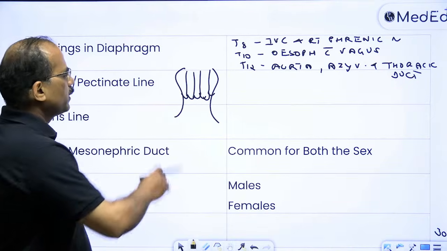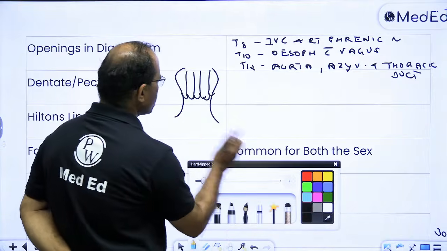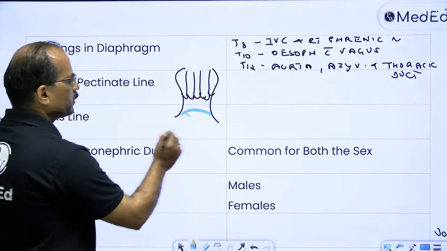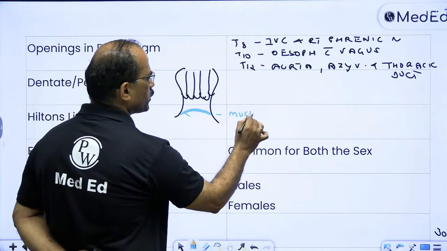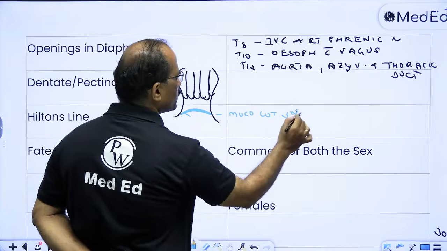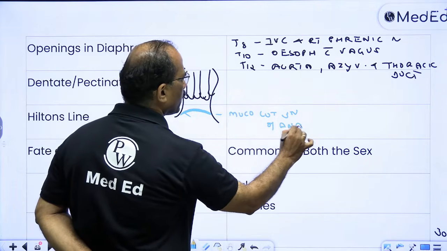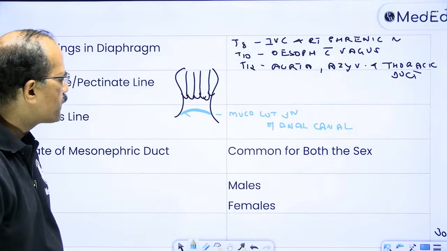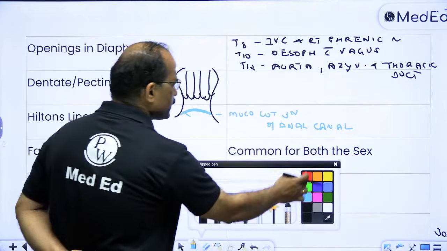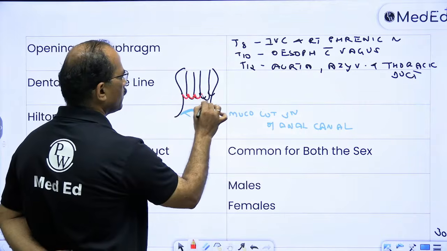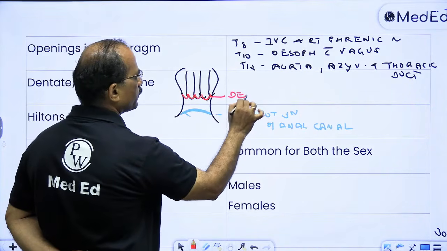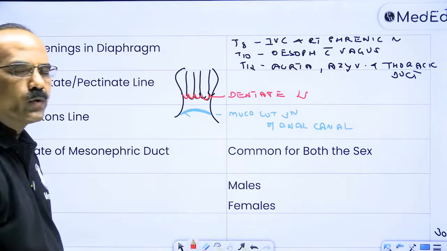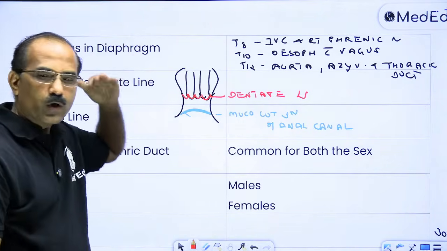Fine. And there is a line here जिसका नाम है white line of Hilton. That's Hilton's line. Hilton's line represents the mucocutaneous junction of anal canal. That's Hilton's line. And this line is known as the dentate line. Dentate line represents the watershed line.